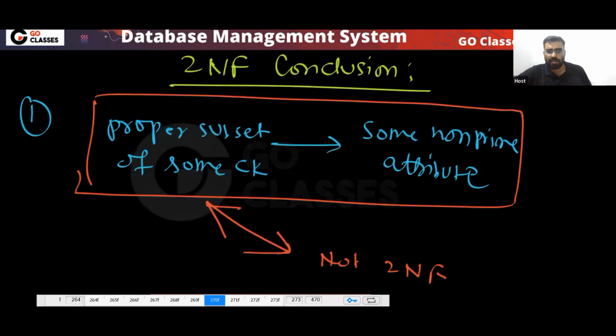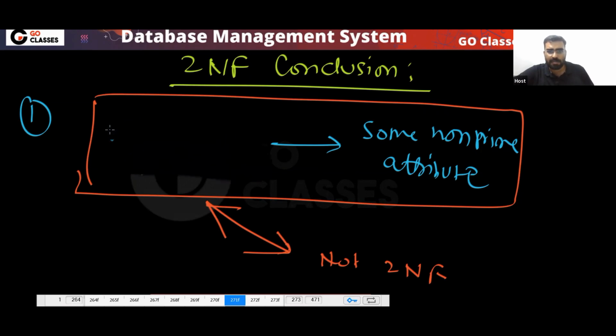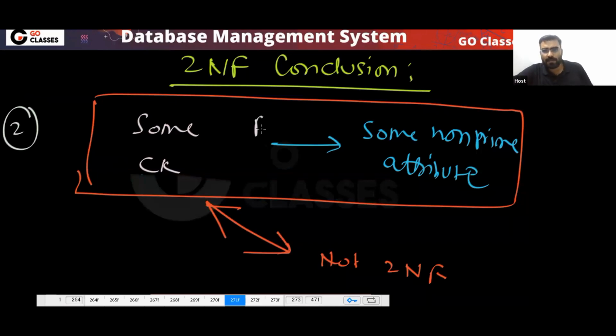What else is in the 2NF conclusion? This is another definition: if some candidate key partially determines some non-prime attribute, then that is also not 2NF. So these are two alternative definitions. Is this clear? This is the 2NF conclusion.